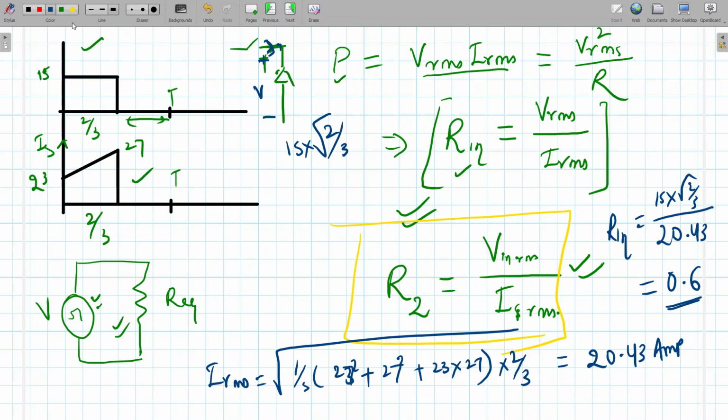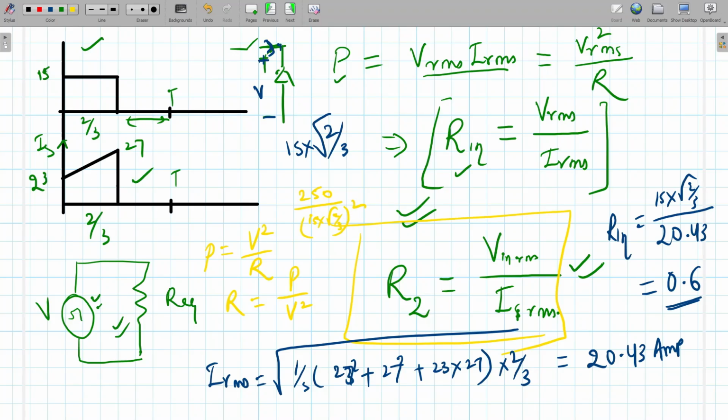Same thing we can calculate by the power equation. P is equal to V square by R, so R is equal to V square by P. Every place we have to take the RMS value since both waveforms are variable. So what will be the power? 250 divided by this RMS value, 15 into root 2 by 3, whole square.